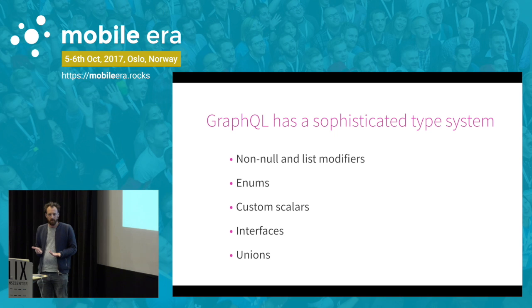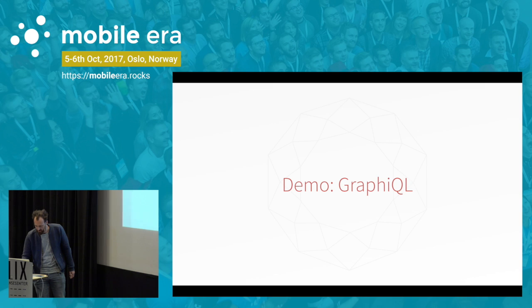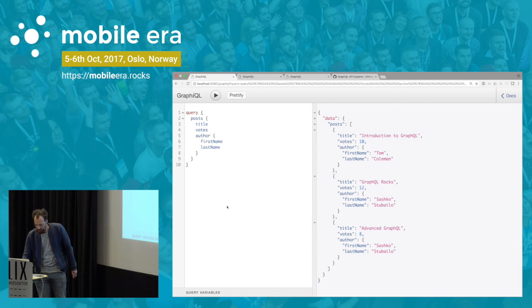So GraphQL is a quite sophisticated system. It has really specific types and type constructs. Some of these will be familiar to Swift developers especially. So there's the notion of fields being non-null. There are enums, there are interfaces, there are unions. Let me show you just a few extra examples of the kind of things you can do.